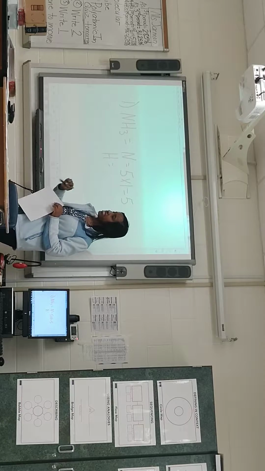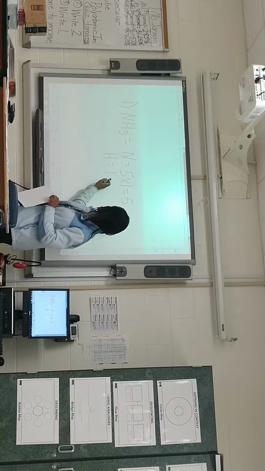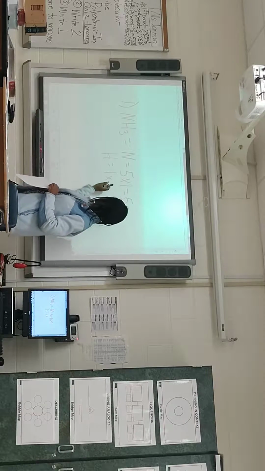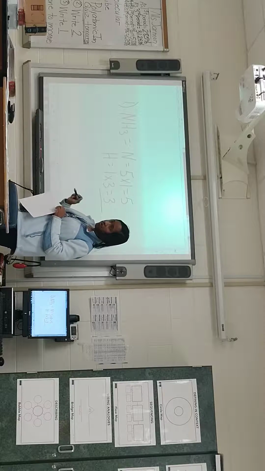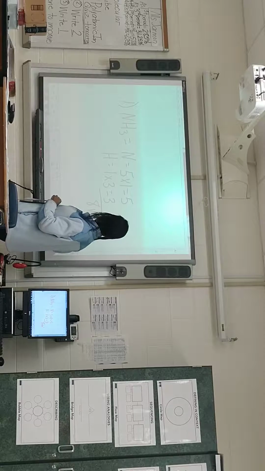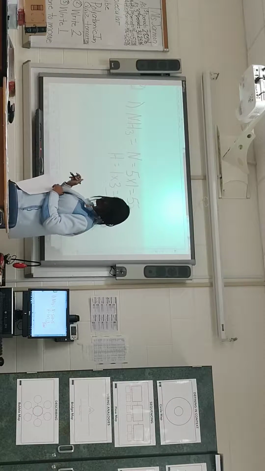What family is hydrogen in? 1. So we're going to write 1 for our valence. How many hydrogens do you see, however? 3. There are 3 of them. 1 times 3 is 3. We're going to add up all of our valence electrons, and we get 8 valence electrons. That's step number 1 I want to see for the homework tonight. This looks pretty easy.